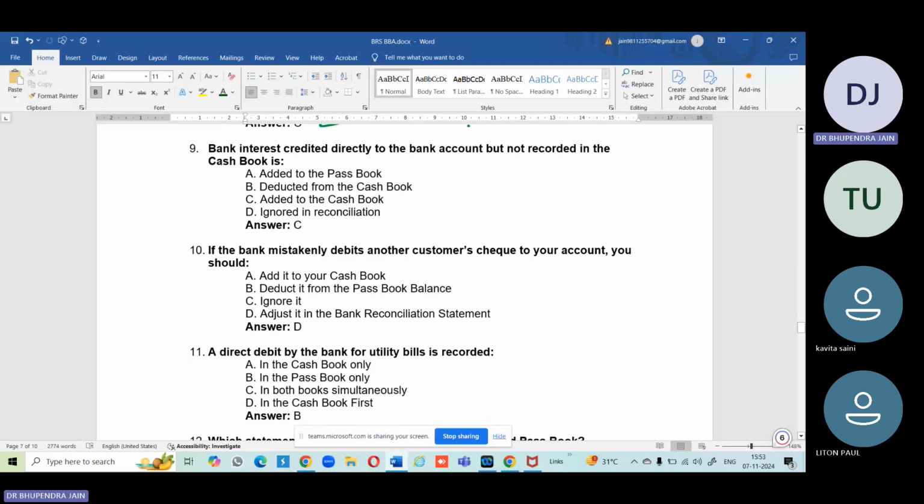Bank interest credited directly by the bank, but not recorded in the cash book. If the bank directly credited the interest, what will we do? In the cash book, we add the interest amount. Added in the passbook, wrong. Deducted from the cash book, wrong. Added in the cash book is the correct answer. Ignore, reconcile, this is also wrong. Next.